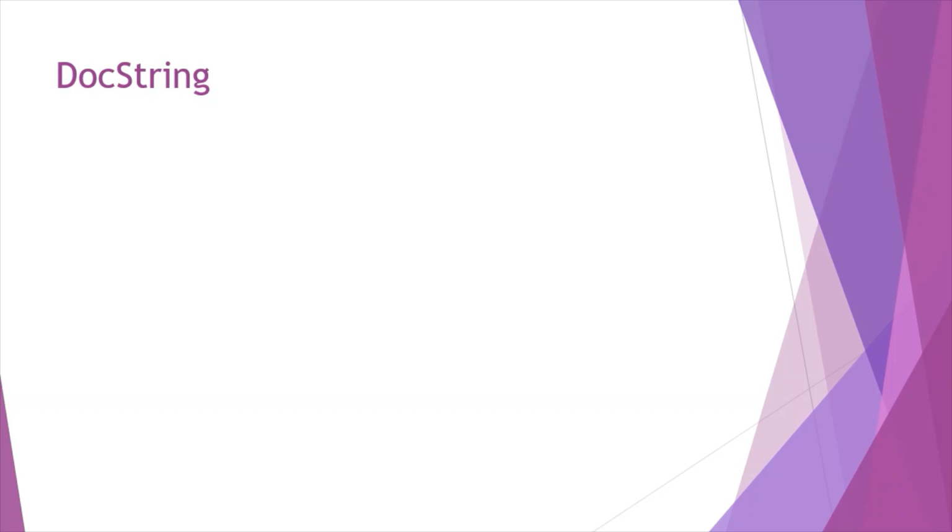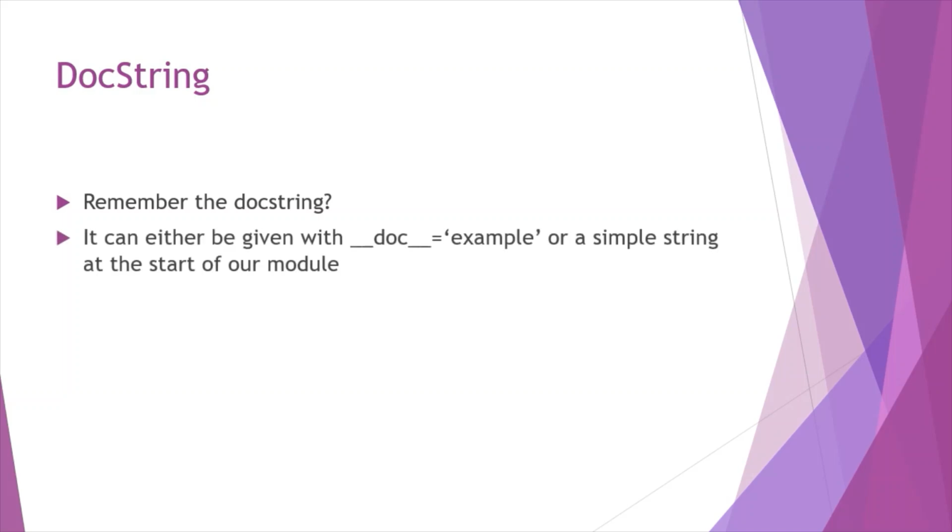So a bit more about the doc string as well. I'm sure you guys remember it from the last lesson. It can either be given with underscore underscore doc underscore underscore equals, and then obviously whatever your documentation is. I've just put example here, or a simple string at the start of the module, of course. However, this does mean that our indentations must match. So if we're doing it in a function, it needs to be one indent within that function.